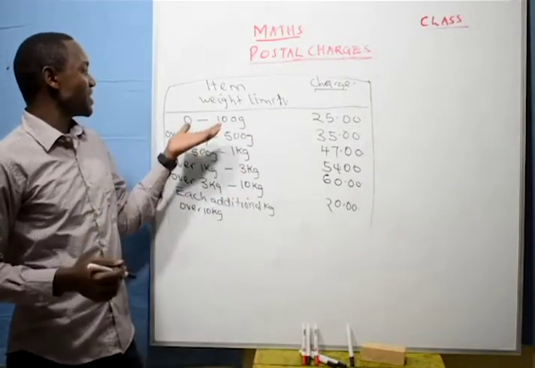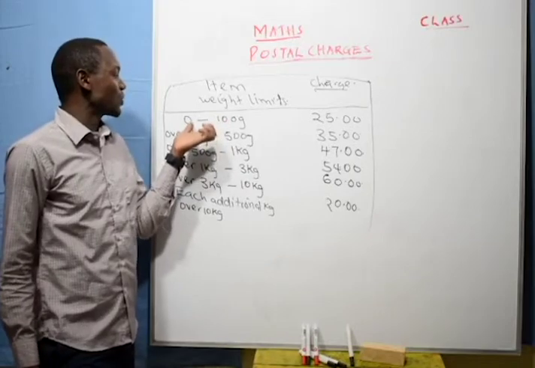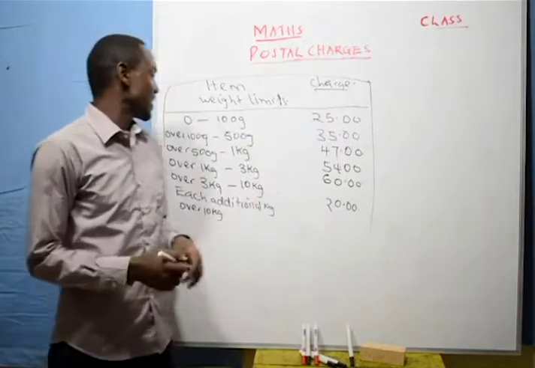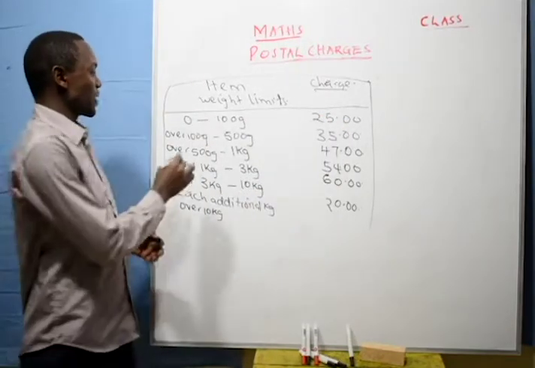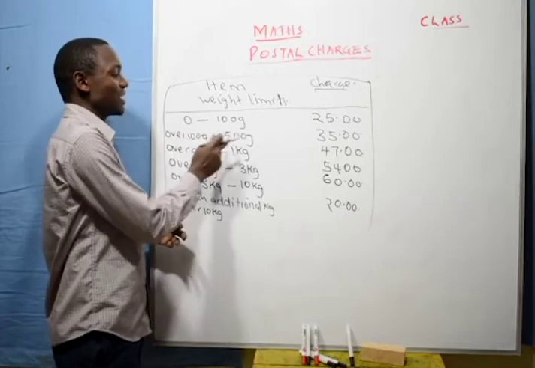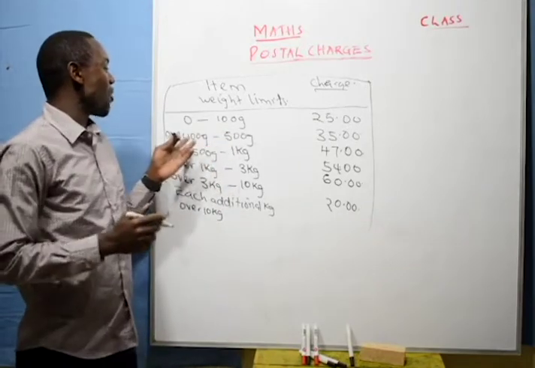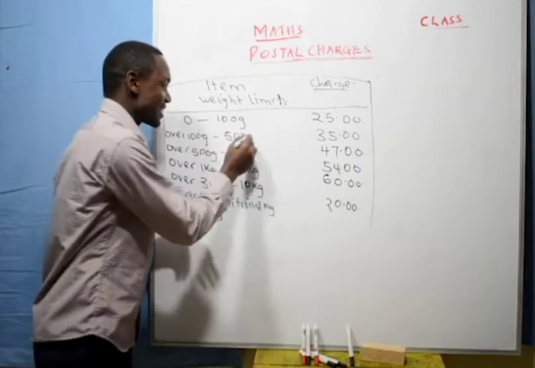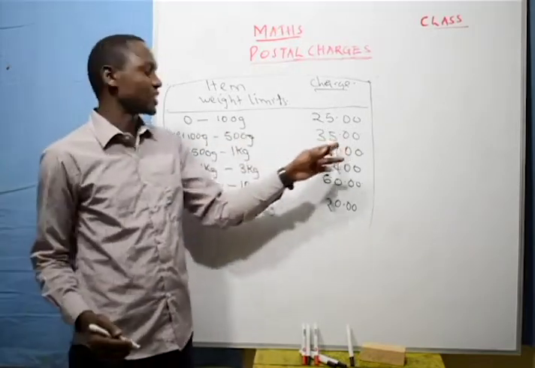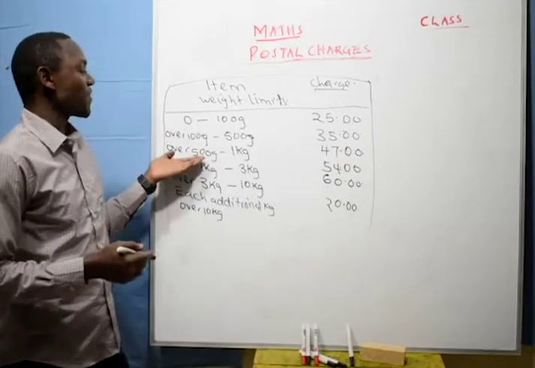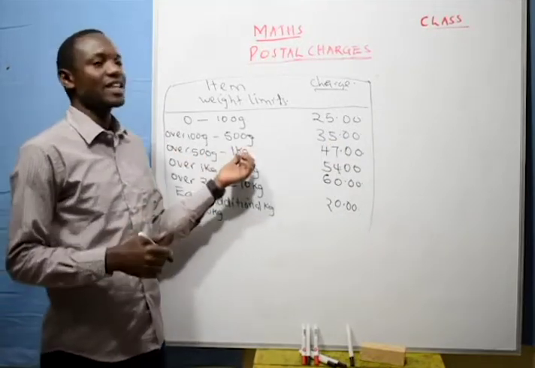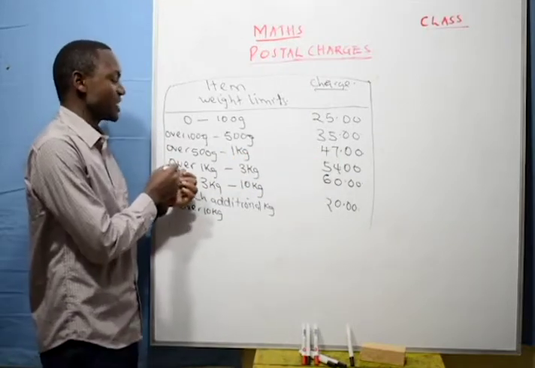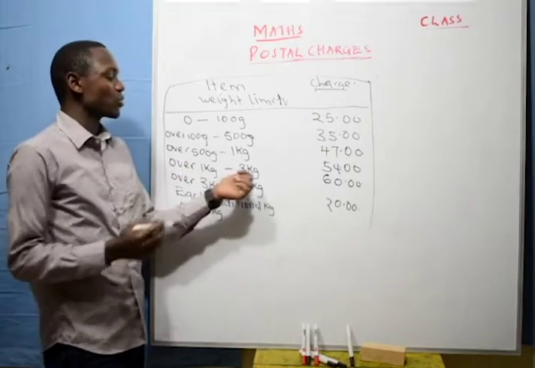That means any parcel that weighs between 0 to 100 grams, you will pay 25 shillings. Any parcel weighing over 100, that is 101 up to 500, you will pay 35 shillings. Any parcel over 500, that is 501 up to 1 kilogram, you will pay 47 shillings. Any parcel over 1 kilogram to 3 kilograms, you will pay 54 shillings.